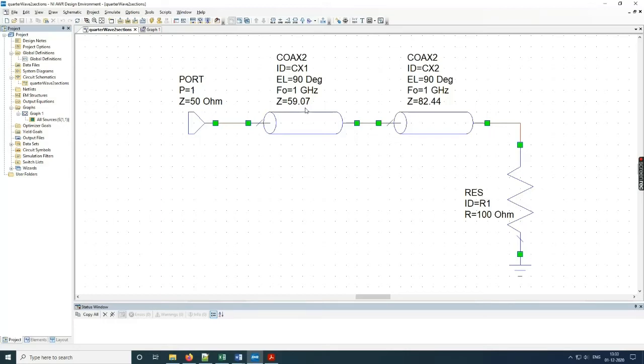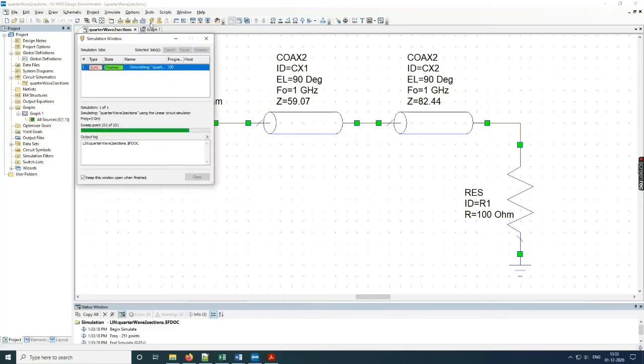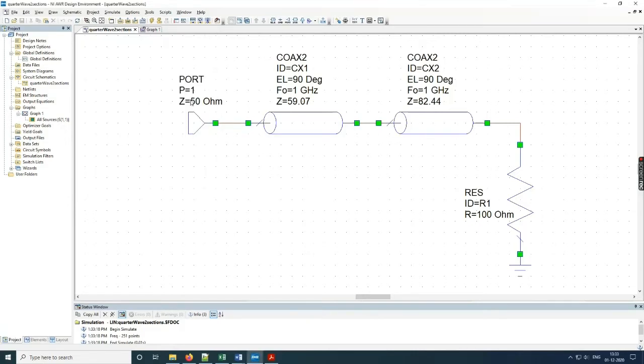But that does not mean you can choose any value. There is a way to analyze this. The analysis of these impedances can be done if you take some advanced level course on microwave and RF design. So let us simulate this and try to measure the reflection coefficient that is seen by the main line.